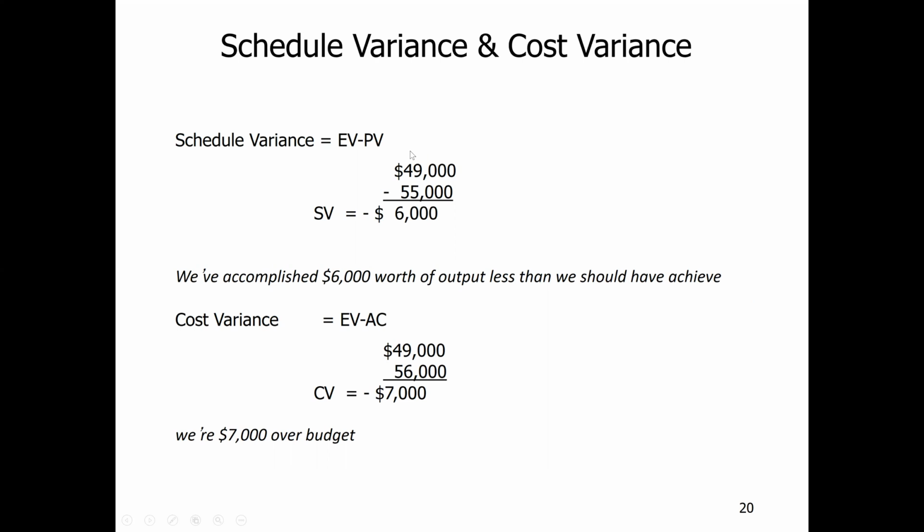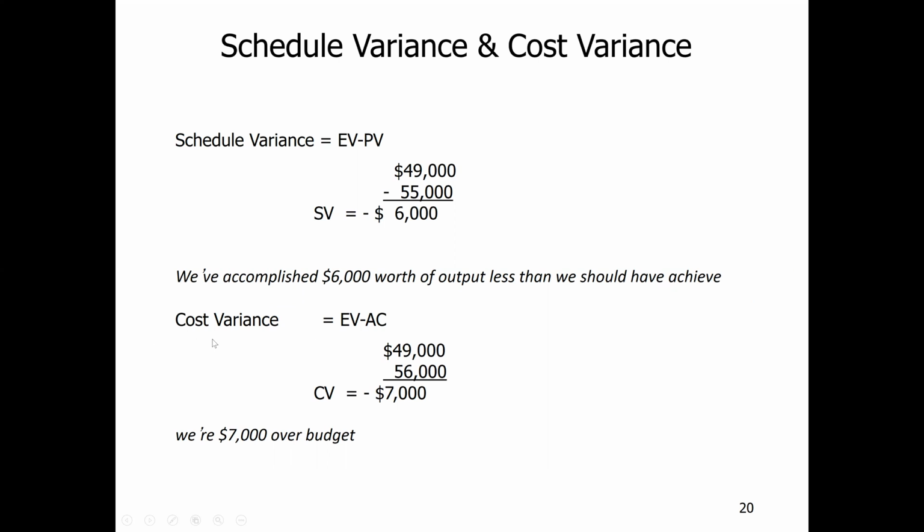So it means we are behind schedule. What they said is that we have accomplished 6,000 worth of output less. We are behind schedule, so our output is 6,000 less than we should have achieved.